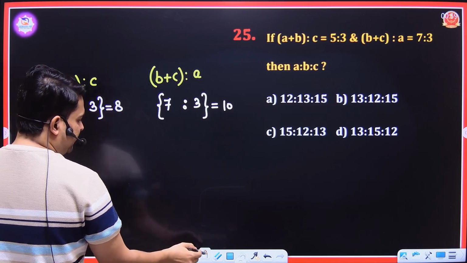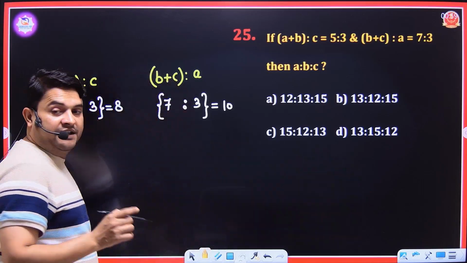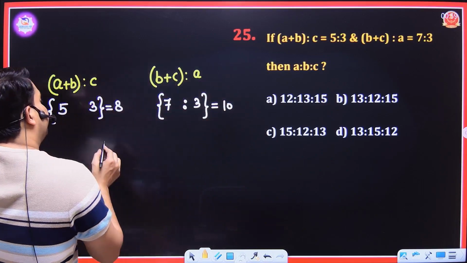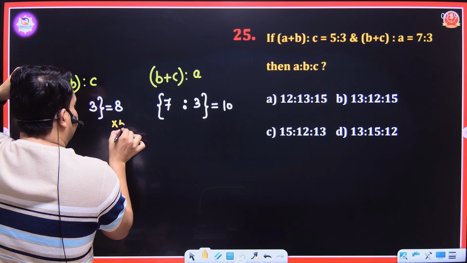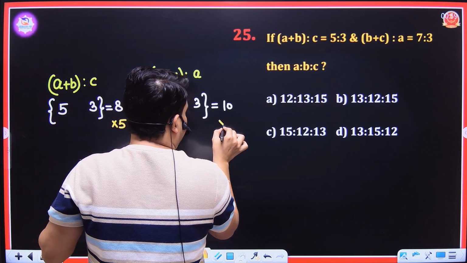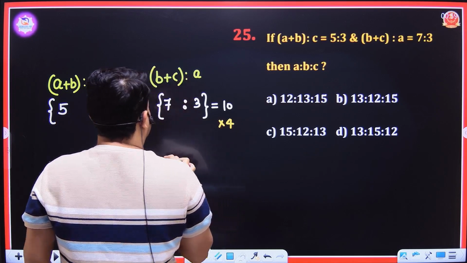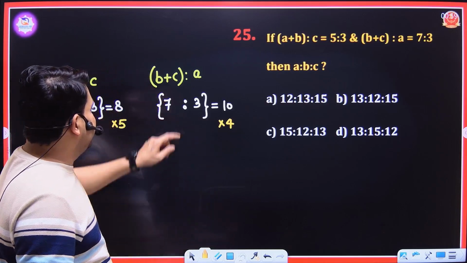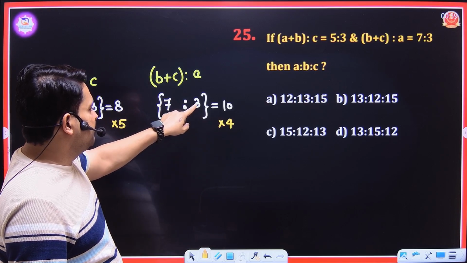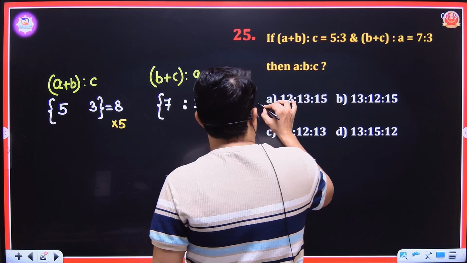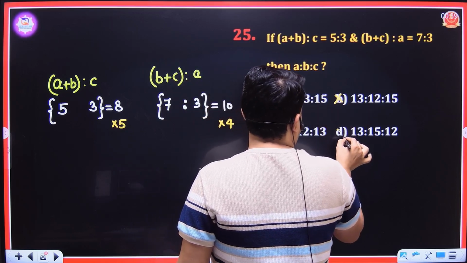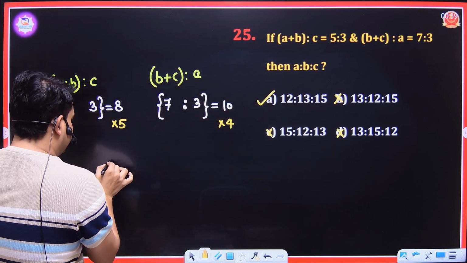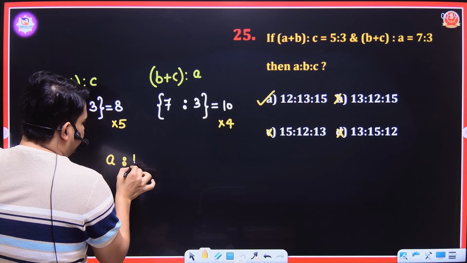First of all, we will make them equal. 8 and 10 meet each other at their LCM, and that is 40. So I will multiply this ratio by 5 and I will multiply this ratio by 4 to make it 40. It means the sum of A plus B plus C is 40 now. So here A is individual, and 4 times 3 means the value of A is 12. This one is my answer. I will write each of them individually so that it is crystal clear to you.